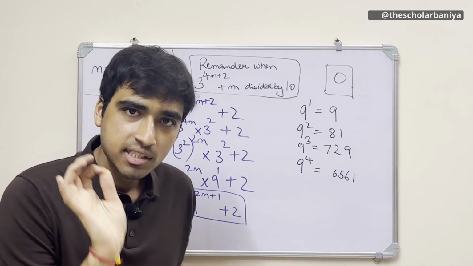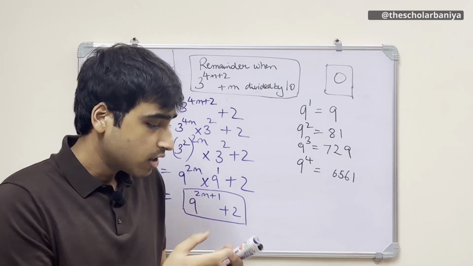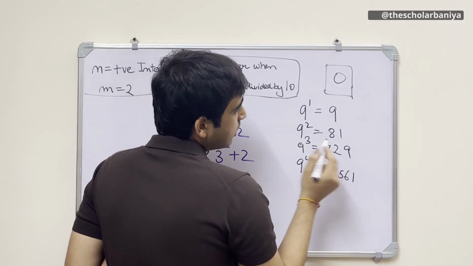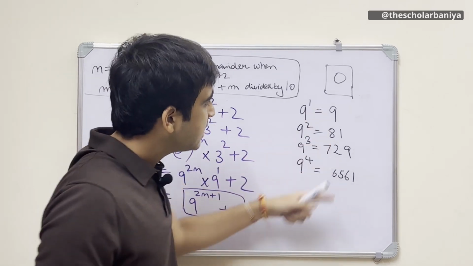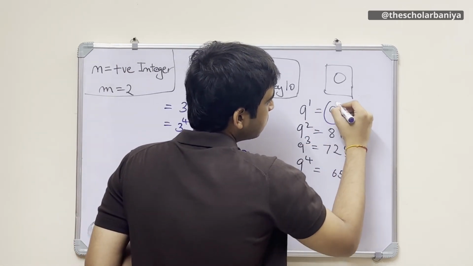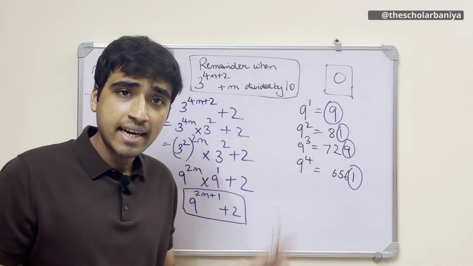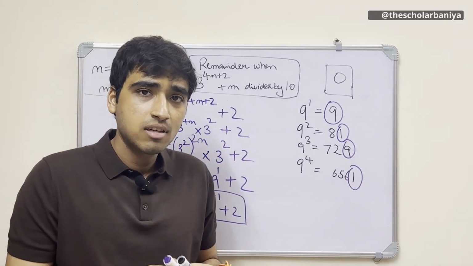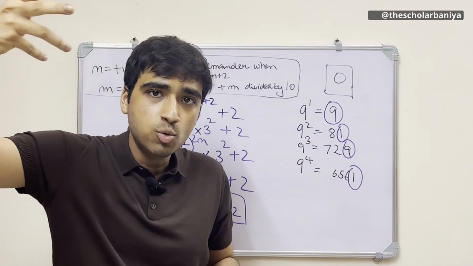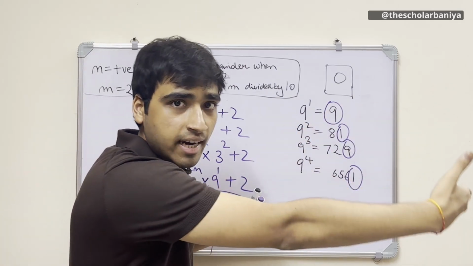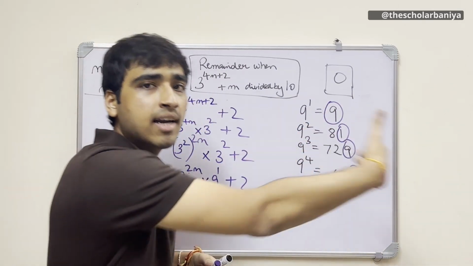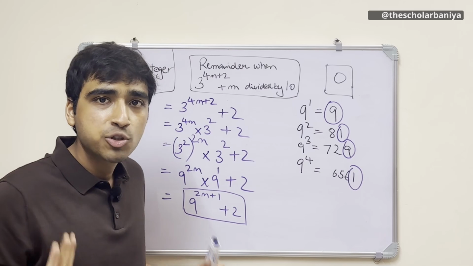So can you spot some pattern over here? If you look at it closely, the unit digits of all these numbers are either 9 or 1. So this pattern is getting repeated. That means whatever power of 9 you take, you will either get 9 as the rightmost digit, or you will get 1 as the rightmost digit, right? I hope this should be clear.